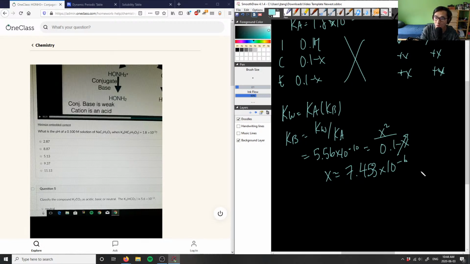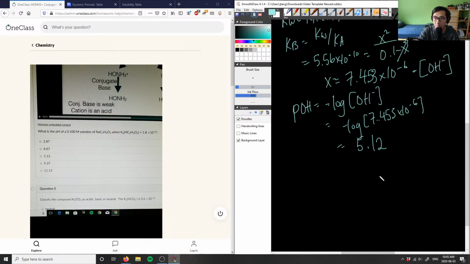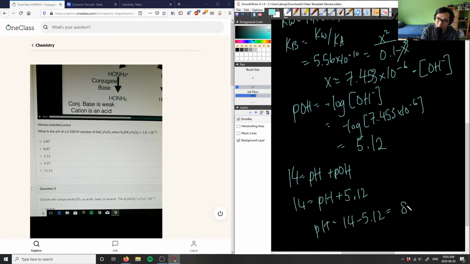And this is the concentration of our hydroxide ion here, which means our pOH is simply just negative log of our hydroxide ion. So negative log of this guy, which is 7.453 times 10 to the negative 6, which is going to equal 5.12. And then for pH, we know that 14 equals pH plus pOH. So 14 equals pH plus 5.12. So pH is simply just 14 minus 5.12, which is going to give us a value of 8.87.